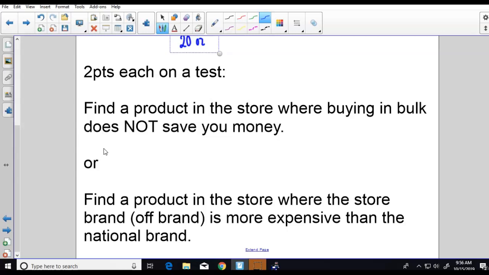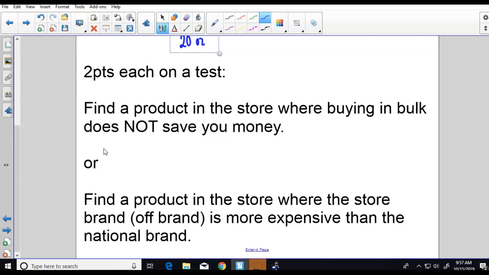If you go to Walmart.com or, probably you could do Food Line because they've got the online where you can order your groceries online and you can look it up there. It doesn't have to be in the store. It can be done online. But it can't be where they're selling from different vendors. So it's got to come from the same store. If you can find me an instance where buying in bulk does not save you money, or it's actually more expensive to get the 18 count of eggs than it is to get the 12 count of eggs, then that's 2 points on a test.